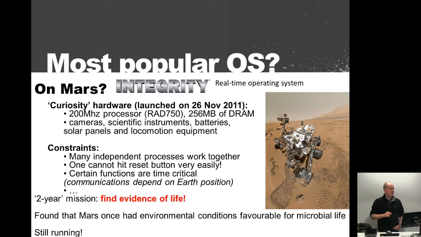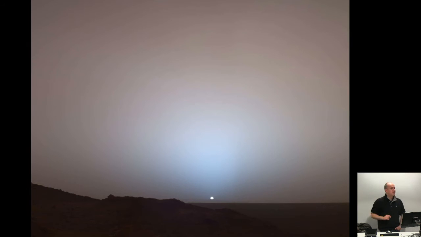So they are looking for some evidence of life. They believe already that life may have been around a long time ago, but they are still looking for life around today, and the jury is out on that. A nice sunset on Mars. Sun a bit smaller than here.